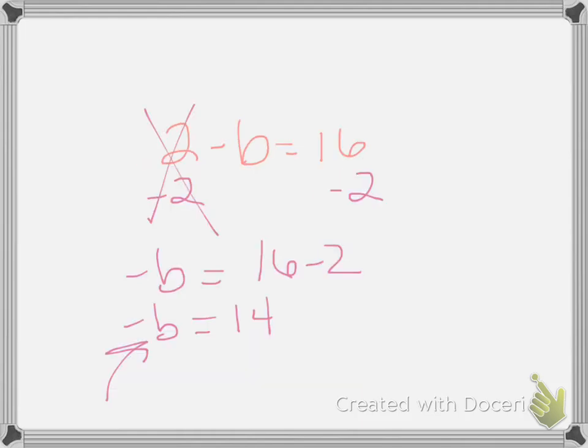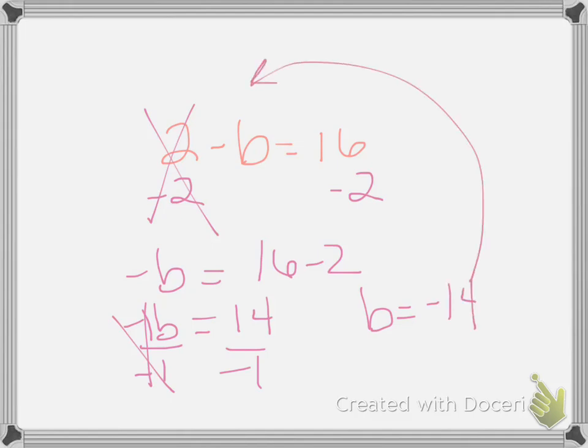How do I get rid of a negative? I could divide both sides by a negative or multiply both sides by a negative, because right now this is like a negative 1 times b. So if we want to do the opposite, we have to divide. The opposite of multiplying is dividing. So a negative divided by a negative cancels it out. 14 divided by negative 1 is negative 14.